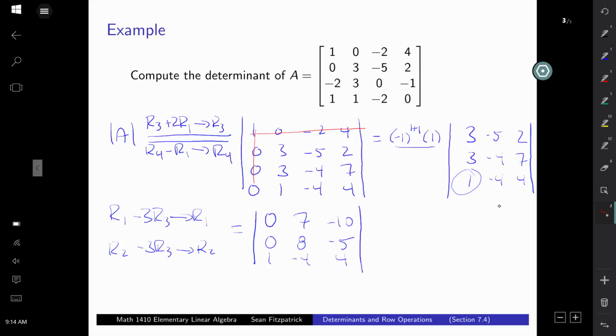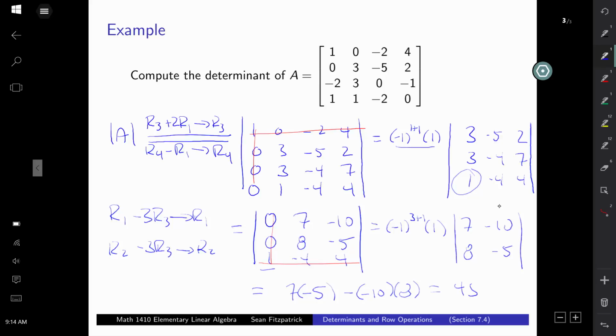Okay. And again, I can expand along that column, and I say, okay, so I've got minus 1 to the 3 plus 1 times the 1, this one here, times, well, if I delete this row, this column, I'm left with 7 minus 10, 8 minus 5, and I know how to do that. That's going to be 7 times minus 5, subtract minus 10 times 8. 80 minus 35 gives me 45, and I'm done.